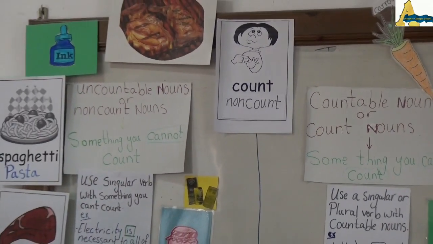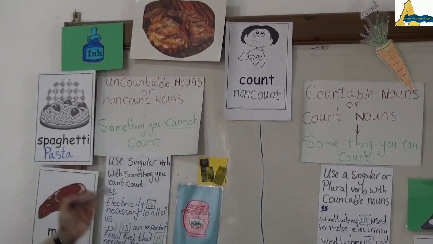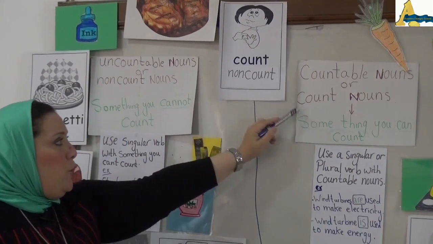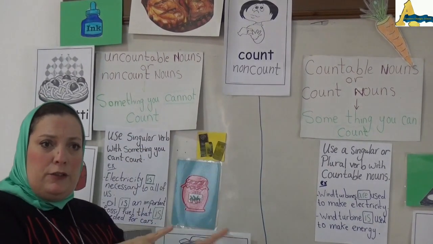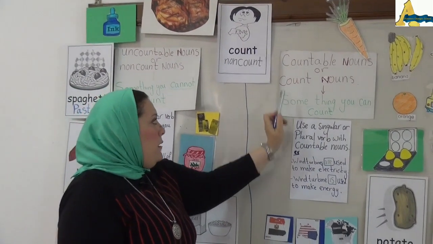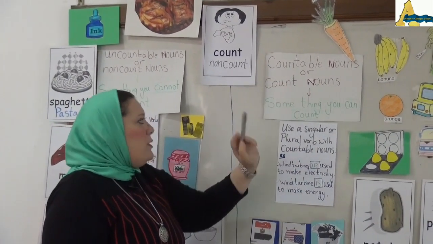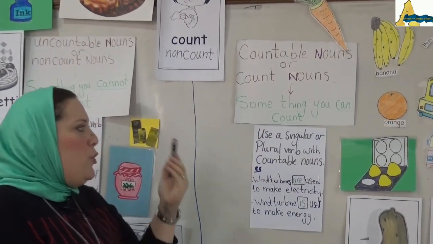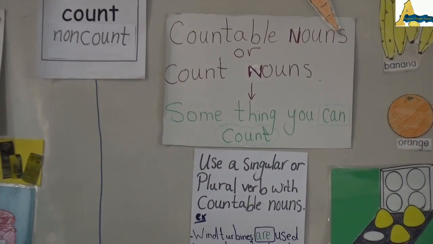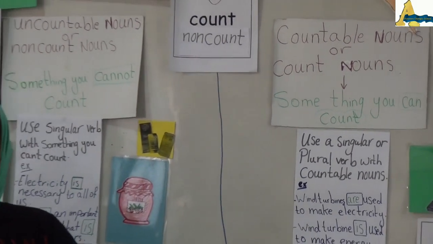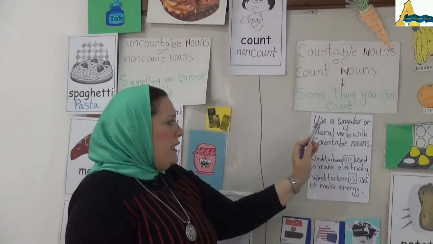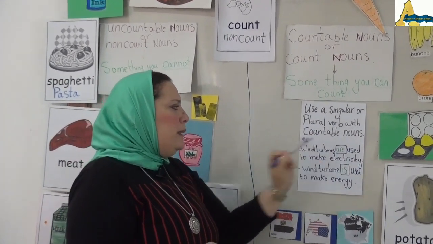Okay, so what are the countable nouns? The countable nouns are the nouns that I can count. So this means I have a singular form and a plural form. So let's read this. The countable nouns or count nouns are something you can count. So when I use a verb with these nouns, the verb has to have either a singular form or a plural form. According to what? According to the noun. So we use a singular or plural verb with countable nouns.